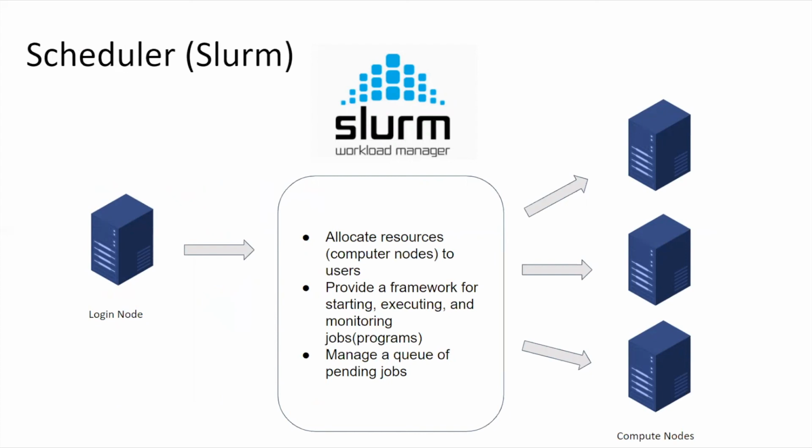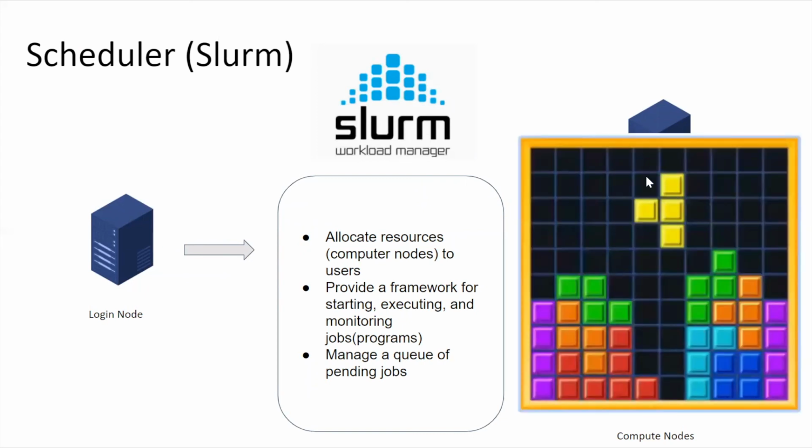Slurm can be thought of as a game of Tetris. Let's say this yellow block on top is your job. This can run when there's enough computational resources on the compute nodes. But sometimes it needs to wait before there's enough space on the compute nodes. And that's what Slurm does: it sometimes queues the job until there are enough computational resources.